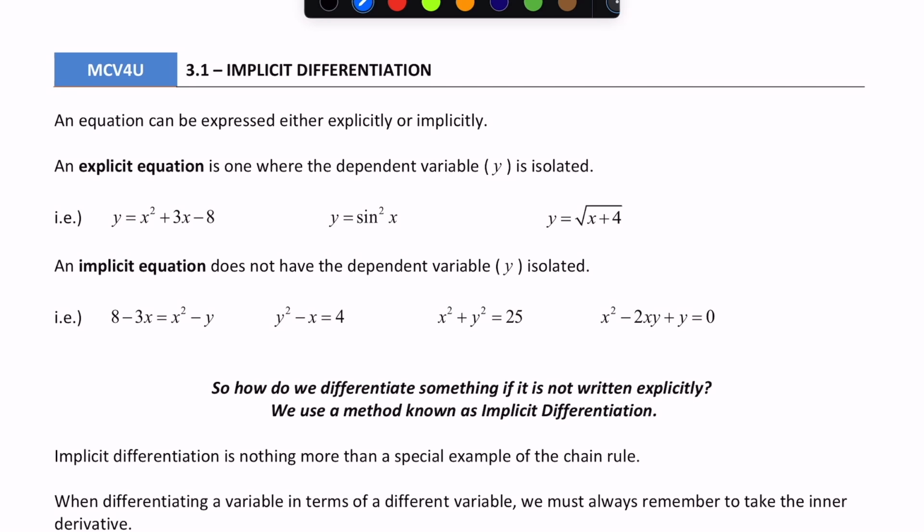Welcome to another lesson in MCV4U. Today we'll be talking about implicit differentiation.